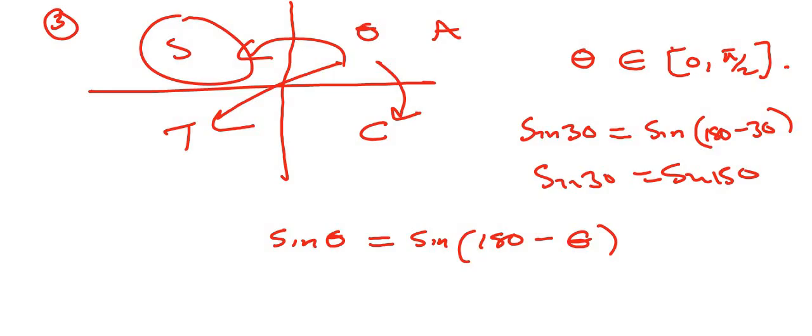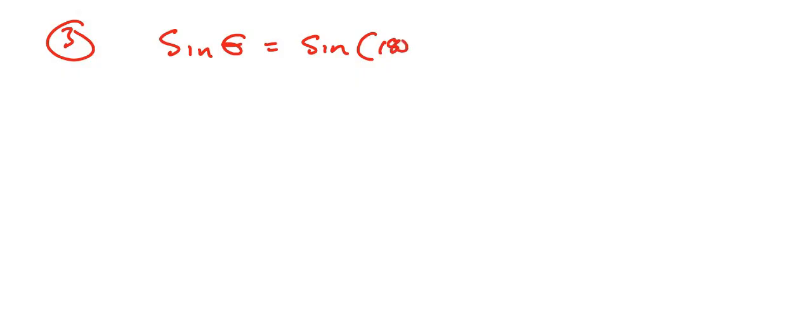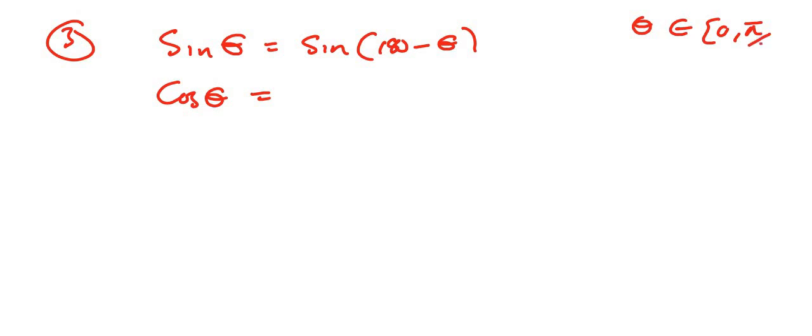So the following rules that I'm going to give you depend on the quadrant. Rule number 3: sine of theta is the same as sine of 180 minus that theta. The answer is going to be the same. Then cos of theta, when theta is from the first quadrant, from 0 to 90, is going to be the same as negative cos of 180 minus this.